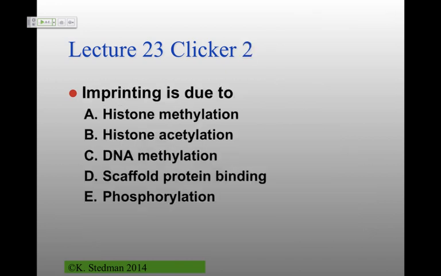Our next question. Imprinting is due to histone methylation, histone acetylation, DNA methylation, scaffold protein binding, or phosphorylation.